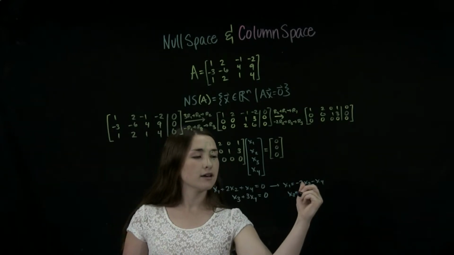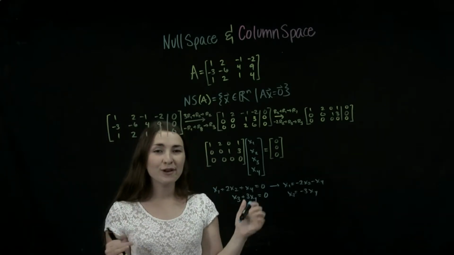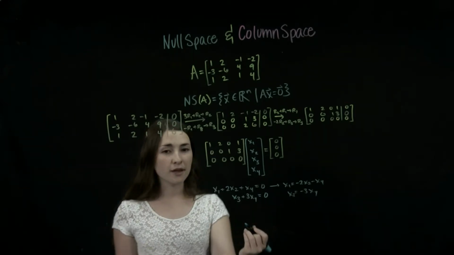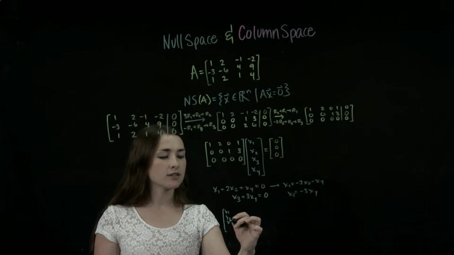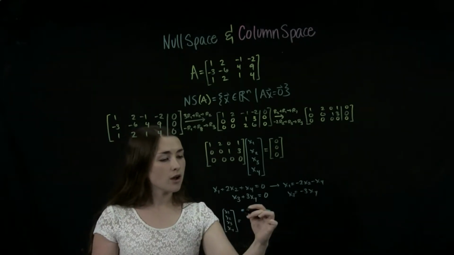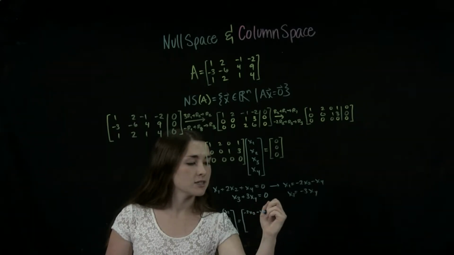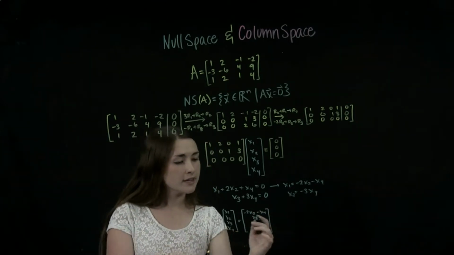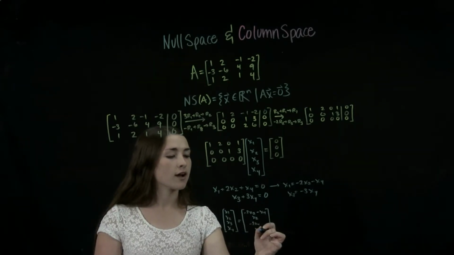And x3 is equal to negative 3x4. Okay? We want to find all of the vectors that satisfy this equation. So that's going to be all of these vectors of x1, x2, x3, x4, such that these are true. So we know that x1 is going to be negative 2x2 minus x4. x2 is a free variable, so it's just itself. x3 is equal to negative 3x4, and then x4 is just equal to x4.